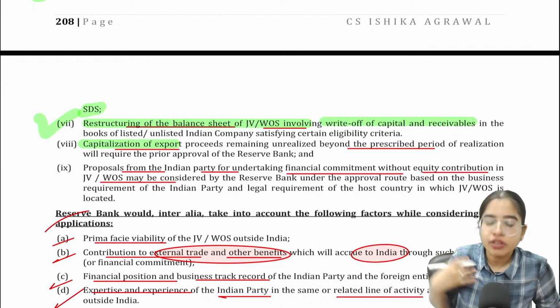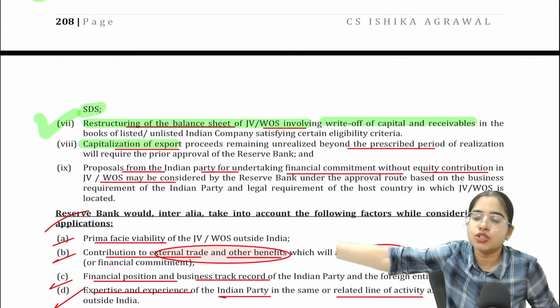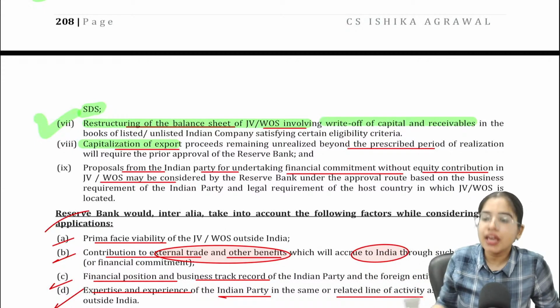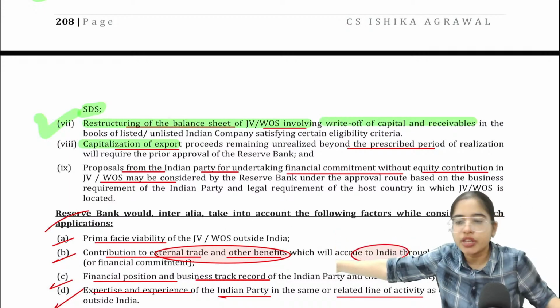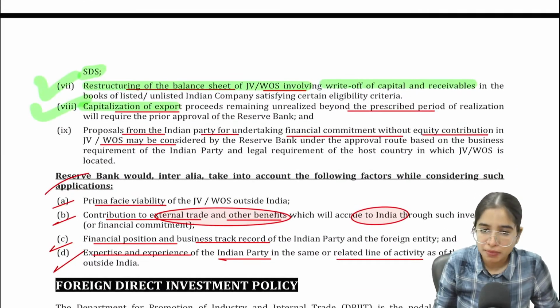So what I said is, don't give me money. Rather, in the US, I have a joint venture. Capitalize that money in the joint venture. This is known as capitalization of export. Instead of bringing the revenue of export to India, you invest it outside India only. So that is capitalization of export. For that also, prior approval of RBI is needed.